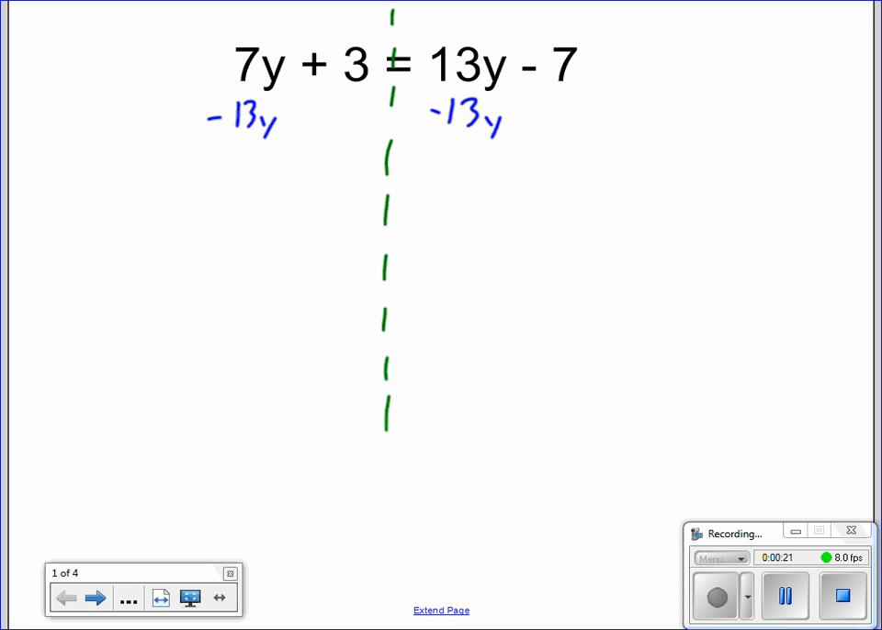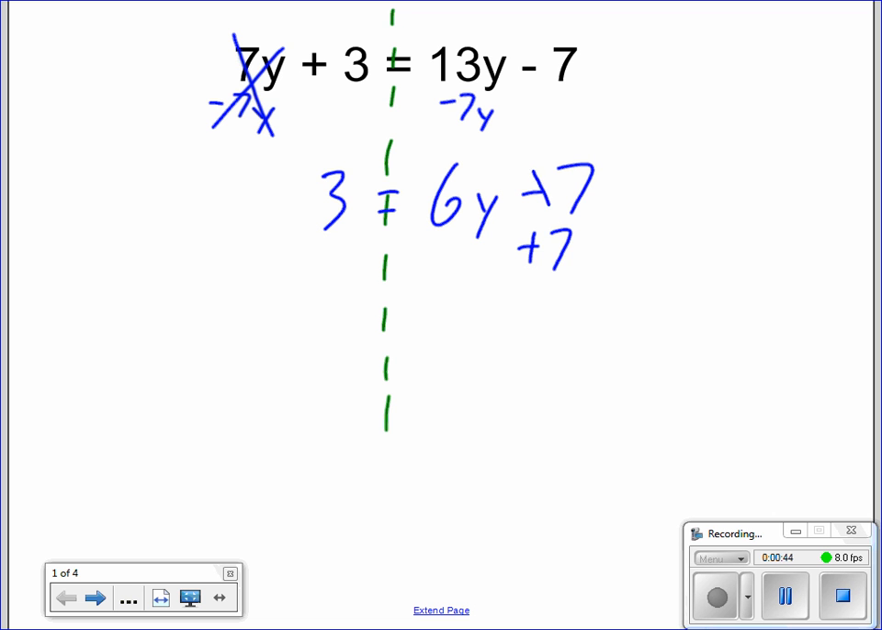I'm going to put a negative number. Not a big deal. We talked yesterday about what we could do with our negatives. I just prefer to keep my numbers positive. So instead of subtracting 13y, I would take away the 7y. 7y minus 7y is 0. Still the 3 there. 13y minus 7y is 6y.